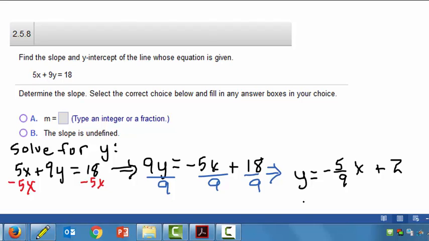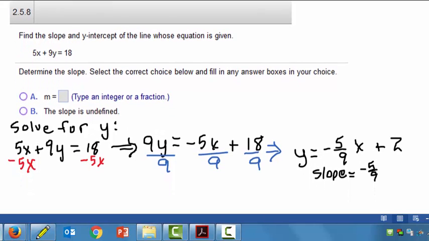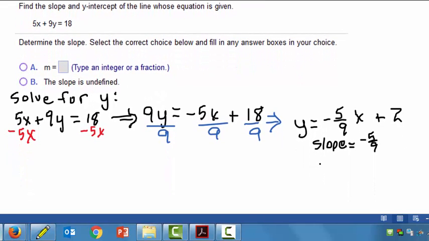So in this particular case, our slope is negative 5/9. Once y is isolated on one side of the equation, then the coefficient of x is our slope. The y-coordinate of our y-intercept, sometimes we just simply say our y-intercept is 2.